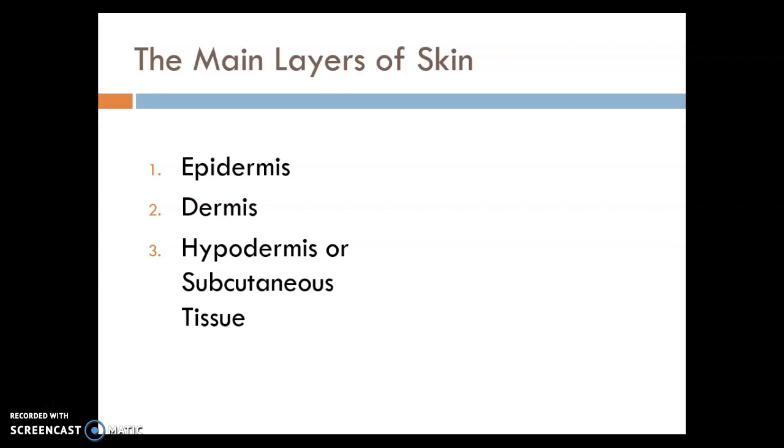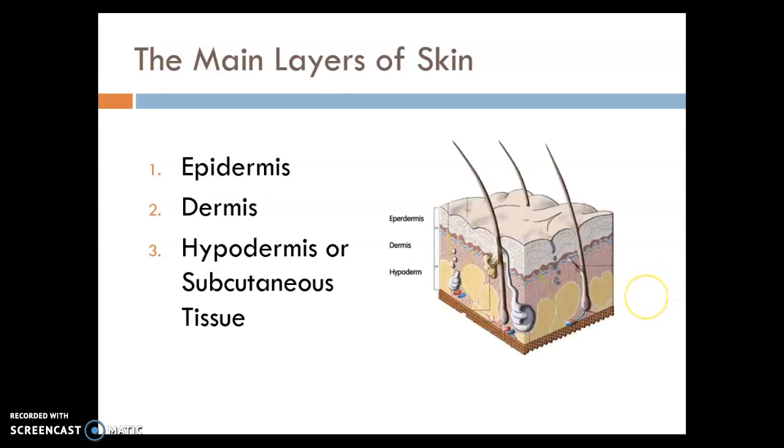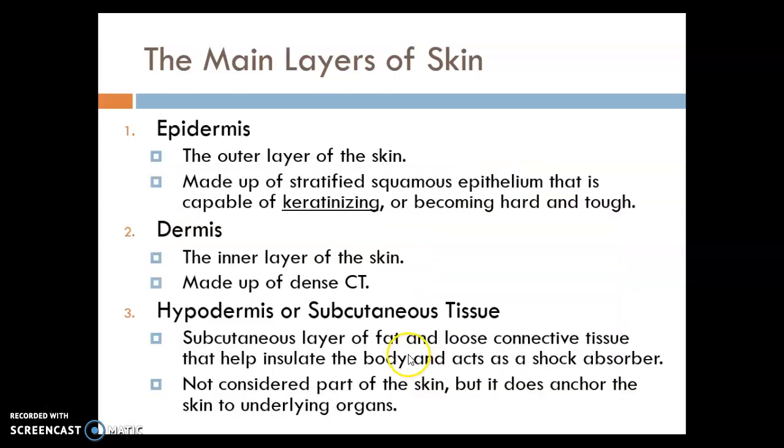So main layers of skin: epidermis, dermis, and hypodermis, which is also sometimes called subcutaneous tissue. And this is what it looks like. This up here on the top is epidermis. In the middle is called dermis, and then in the bottom there is the hypodermis or subcutaneous layer.